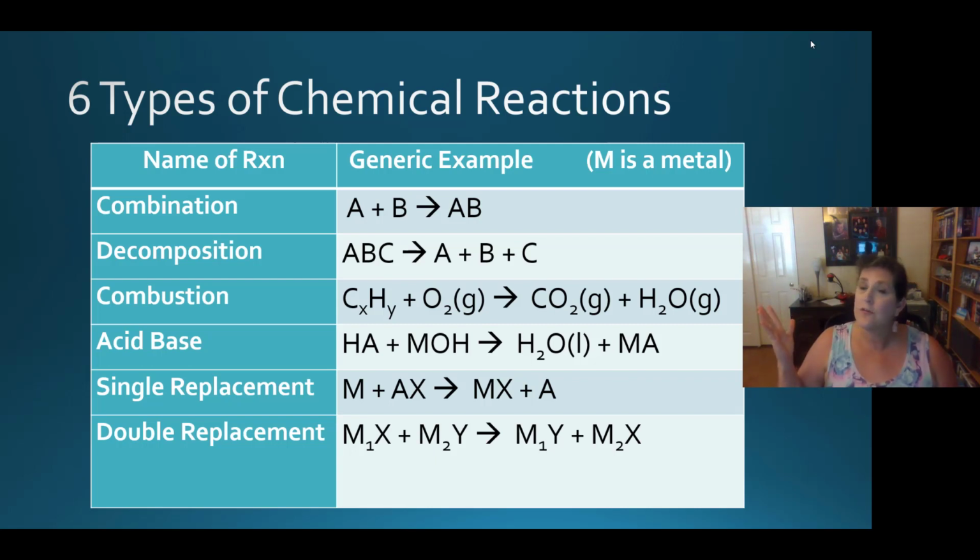They are sitting here on your screen right now. The first one is pretty easy. It's called combination. This is when we take 2 or maybe 3 small chemicals or elements and combine them together to form one big compound. So we're combining things together, thus combination.